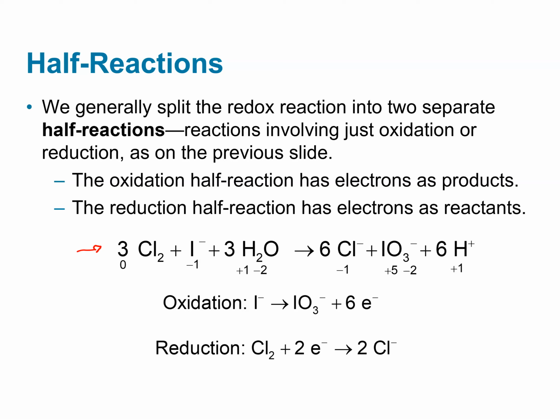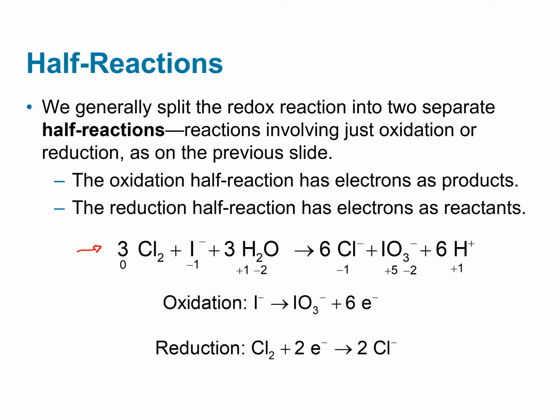On the product side, chloride now is -1 charge, so it has to have a -1 oxidation state. IO3 minus is a -1 net charge for the polyatomic ion. This polyatomic ion has 3 oxygens, each of those has -2. Therefore, to have a -1 net charge, the iodine has to have a +5 charge. And then we have our 6 protons, each having a +1 charge.